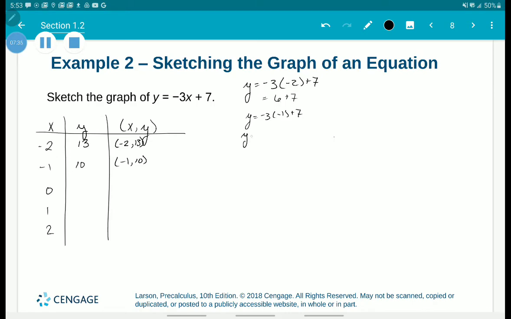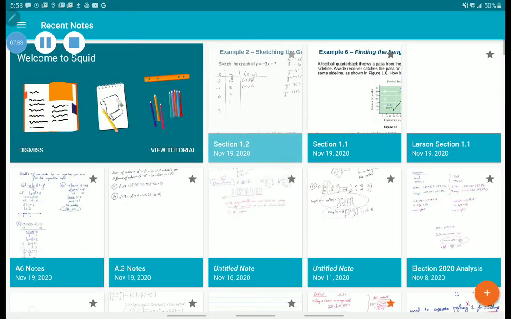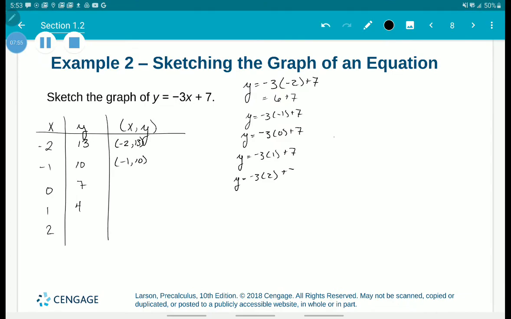If we plug in 0, we're going to get 7. If we substitute in 1, we're going to get 4. And then if we substitute in 2, negative 6 plus 7 is 1. So there's my ordered pairs.